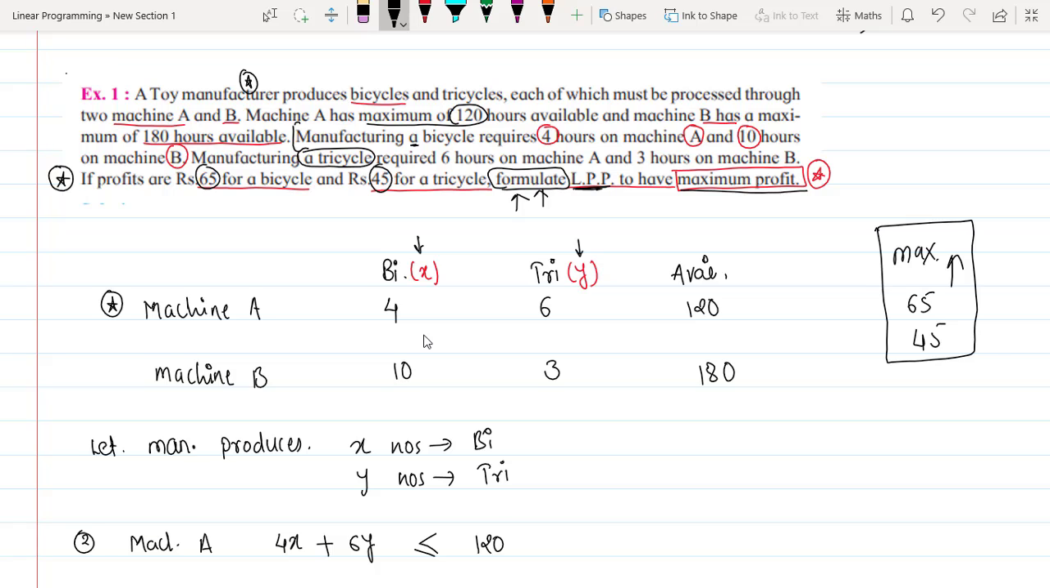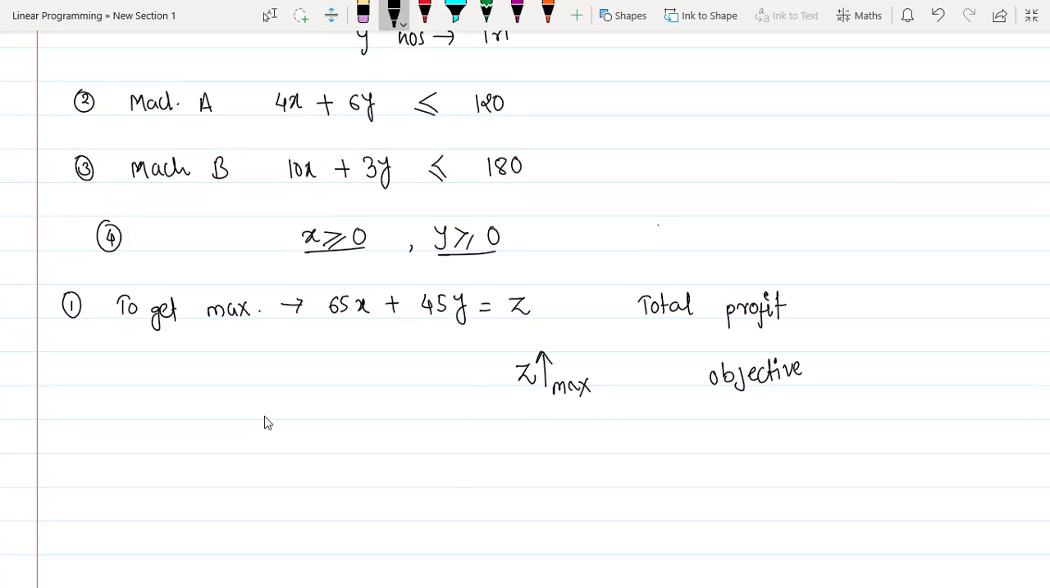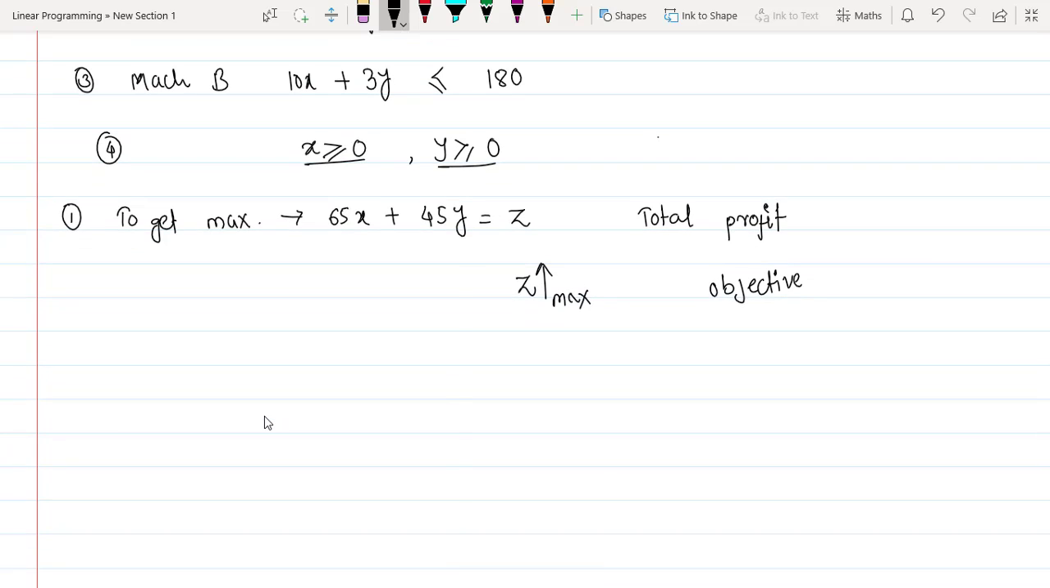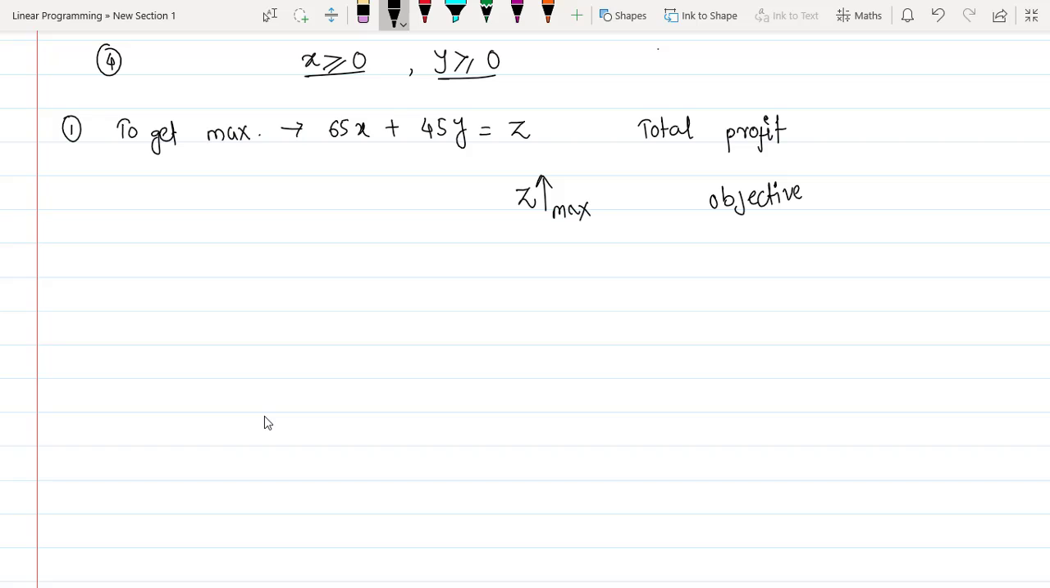Okay, great. So this is what the final answer is. So the final answer, how will you write? The maximum profit. Okay, so the total profit is, how we will write it, total profit z is equal to 65x plus 45y.